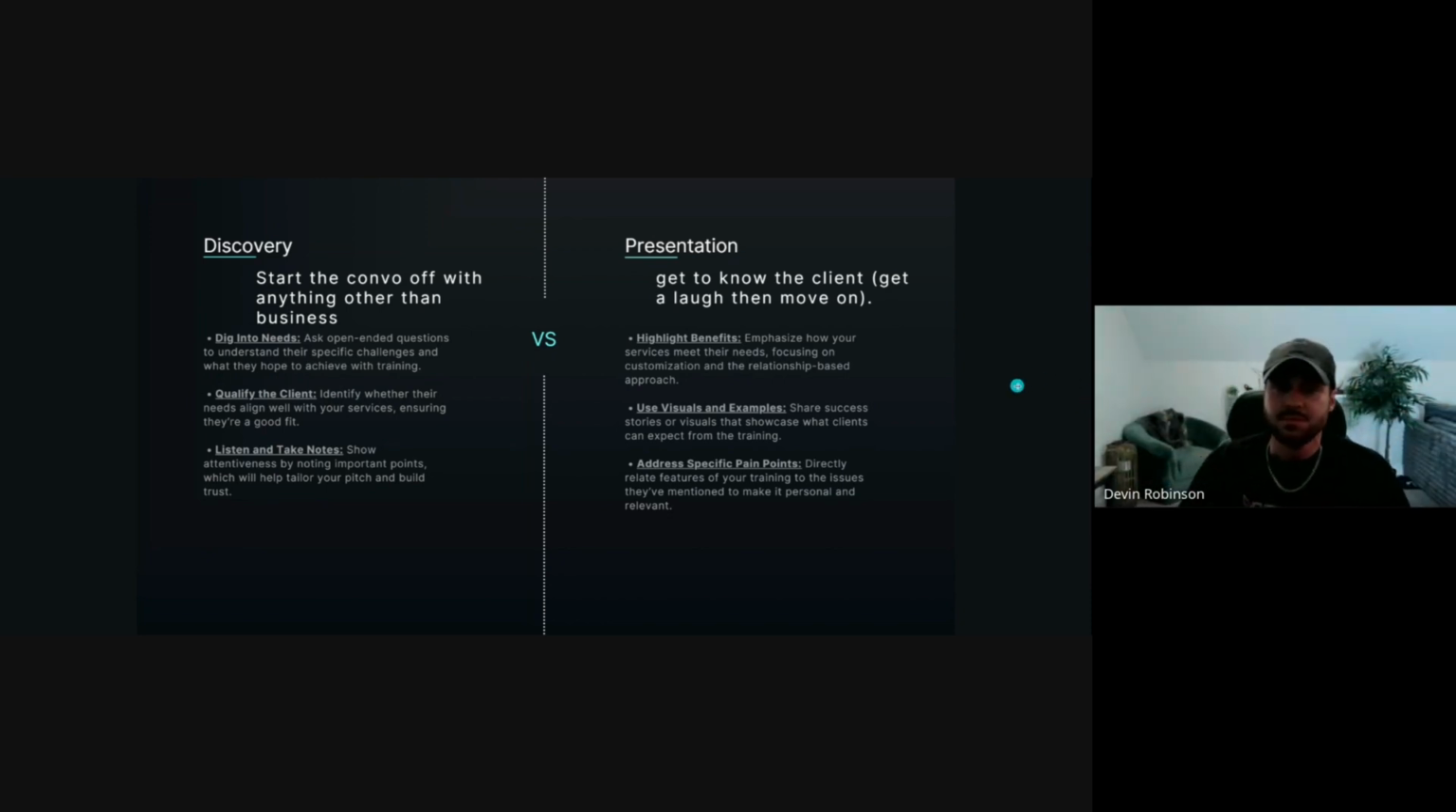After the discovery, we should have all the information we need, right? We should know all the information about the dog. We should know all the information about the owner. We should know if they can afford this. We should know if they're going to put the effort in. Are they going to be a better fit for a board and train? Do they have time to drive to private lessons? All these things we should already know.